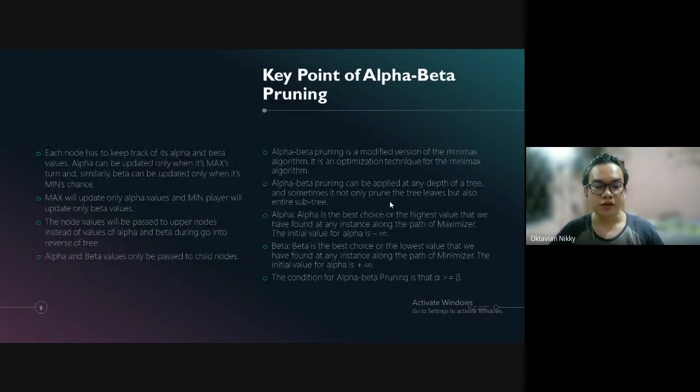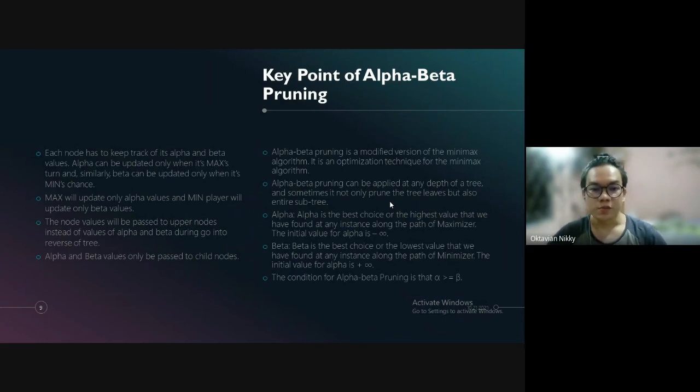So the key point of alpha beta pruning is that each node has to keep track of its alpha and beta values. Alpha can be updated only on max's turn, and similarly, beta can be updated only on min's turn. Max will update only the alpha value, and the min player will update only the beta value. The node values will be passed to upper nodes instead of the values of alpha and beta while going through the tree. Alpha and beta values are only passed to the child nodes.